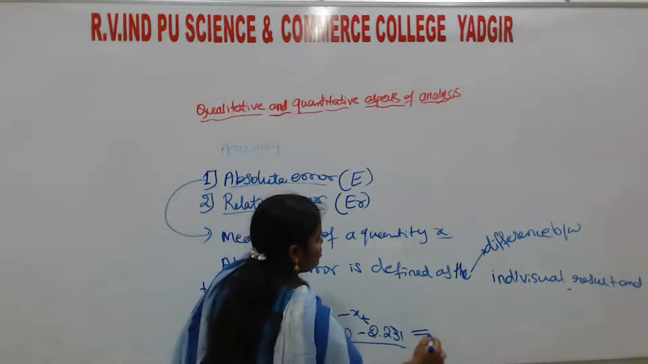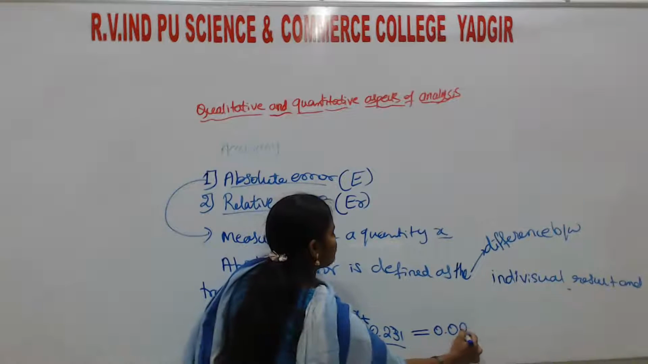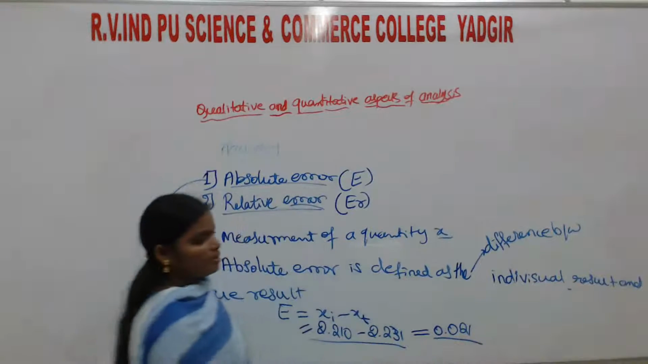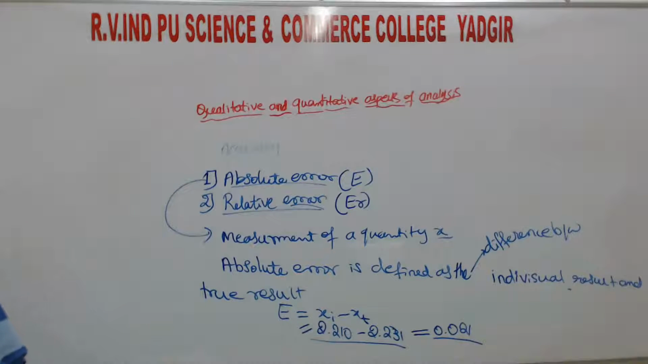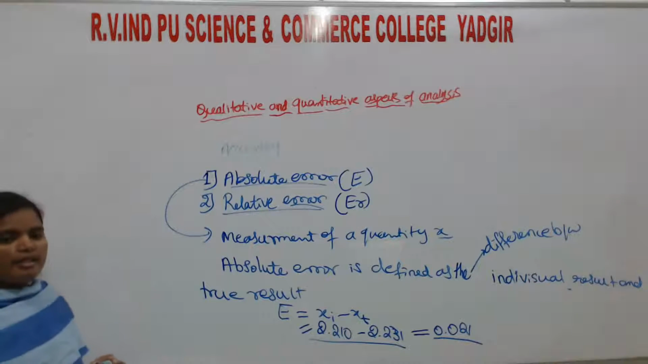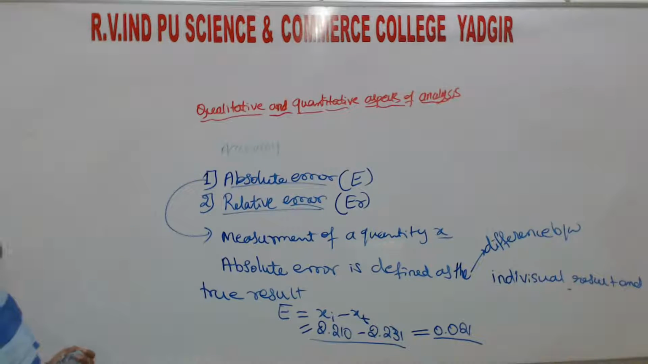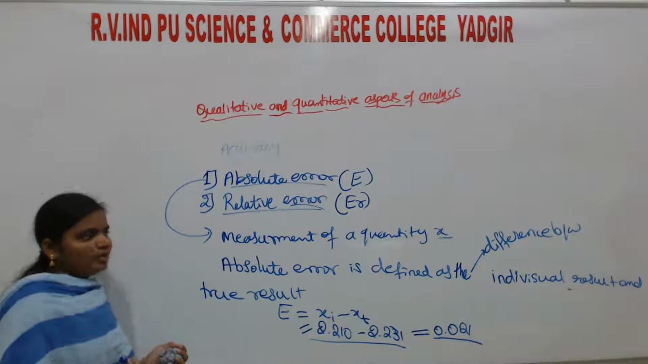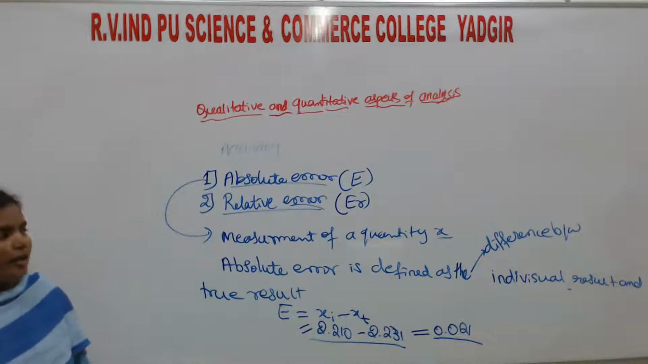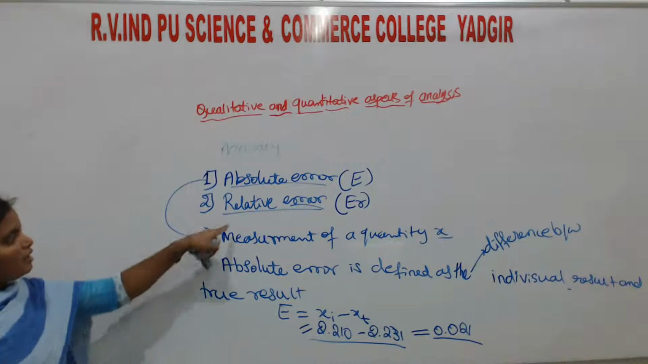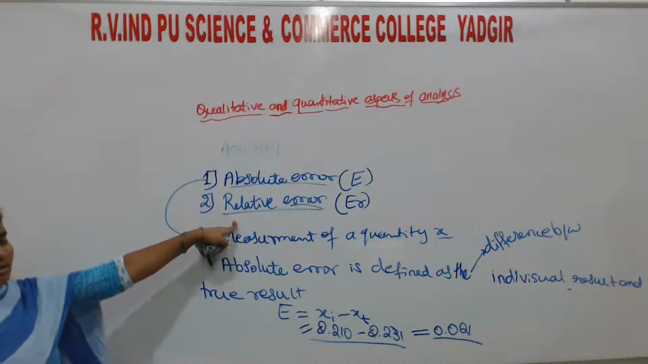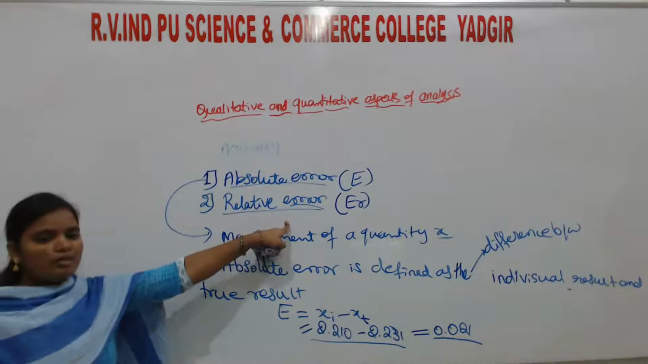2.231 is equal to 0.021. This is the absolute error. Here the 0.021 is the error made by the experiment and is called the absolute error. Next, the second one is the relative error, which is also known as percent relative error.